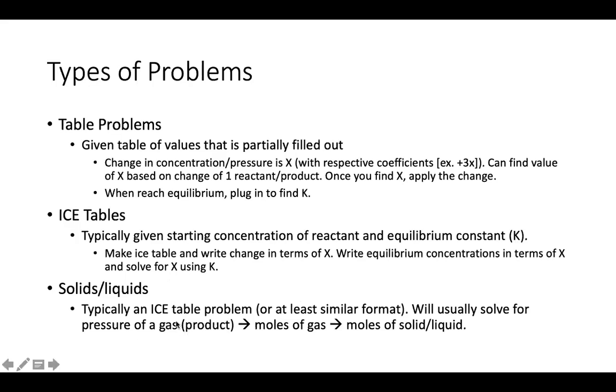Once you solve for the pressure of your gas, which is a product and will be equal to X, you can use the ideal gas law to convert to moles of that gaseous product. And then you can use your stoichiometric ratio from your balanced chemical equation to solve for moles or grams of solids or liquids. This is the process that you use anytime they ask you about a solid or liquid in an equilibrium question.